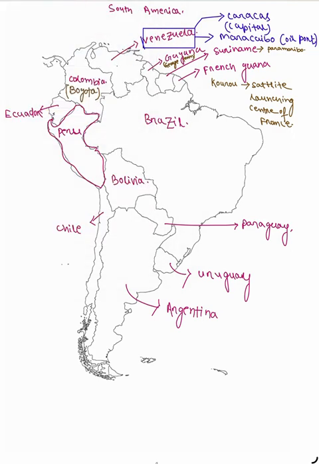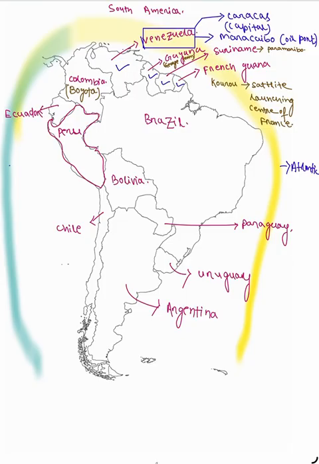The rest, be it Venezuela, Guyana, Suriname, or French Guiana, are all connected to this area, which is the Atlantic. But Colombia touches both the Atlantic and this side, which is the Pacific. So Colombia connects both the Atlantic and Pacific. This is one more feature of Colombia, that it connects the Atlantic plus the Pacific.